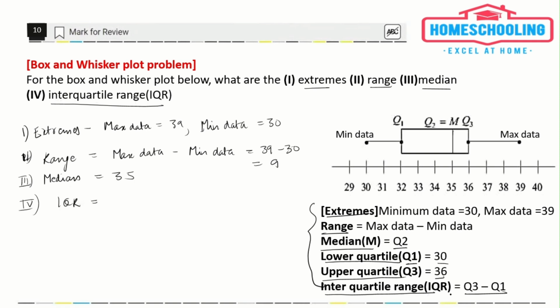And now we have to find the interquartile range, IQR. The formula of IQR is Q3, the upper quartile, minus Q1, the lower quartile. So Q3 is 36 and Q1 is 32. So the interquartile range is 4. So these are your answers. This is the end of part 3 of the average chapter.